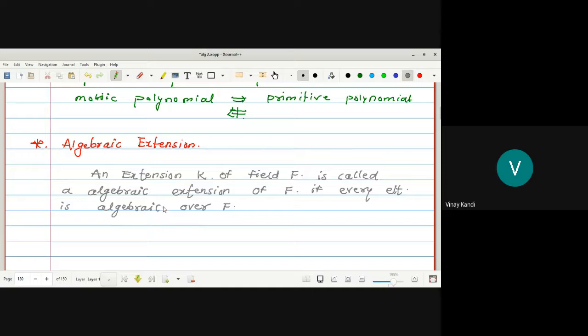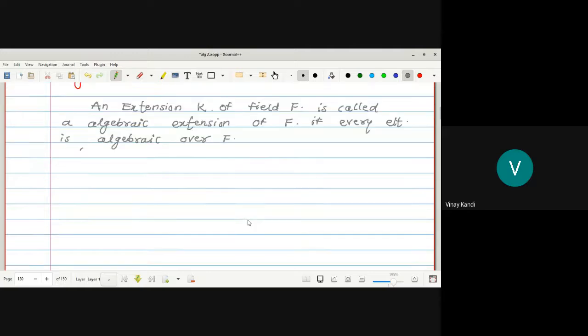An extension K over the field F is called an algebraic extension of F if every element of K is algebraic over F. If this is the field F and this is K, when do we call K an algebraic extension of F? When every element of K is an algebraic element over F. Okay, any doubt?